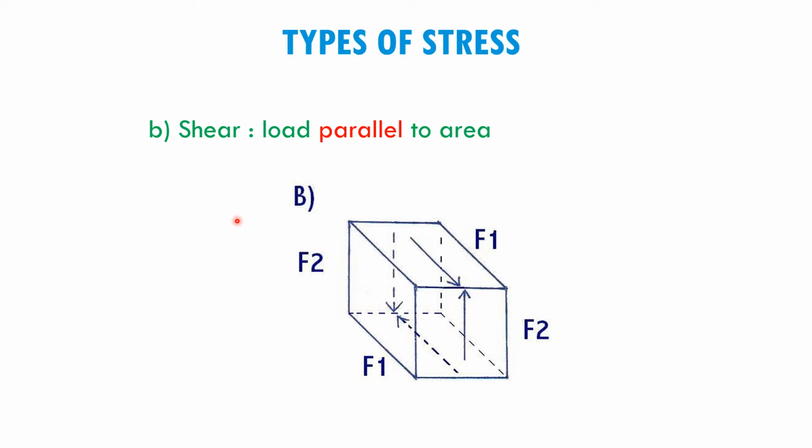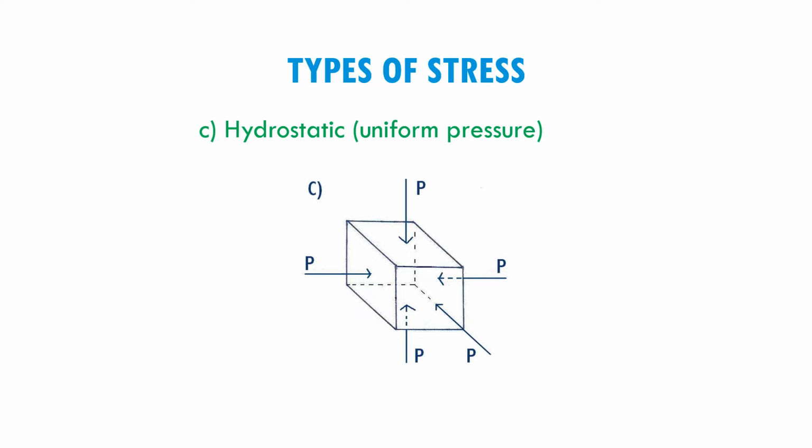When the normal stress is perpendicular to the area, shear on the other hand acts parallel to the area, okay, so it is a load that is parallel to the area. If you look into this F1, it can be in this direction, in the other direction, and F2 also, but it's parallel to the surface area. Lastly, it is the hydrostatic stress, which is the uniform pressure that acts upon the body. Okay, so if you can see in here, on each side of the body there will be pressure.